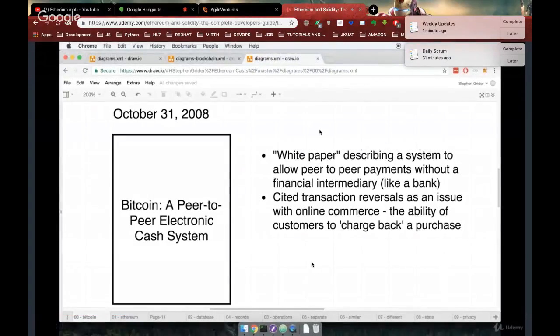We refer to it as a white paper. It essentially was an academic paper. It was released by Satoshi Nakamoto. The paper described the creation of a system that would allow people to pay each other directly without the need for a central authority, like a bank. Out of this paper, the Bitcoin network was eventually brought online in January of 2009.